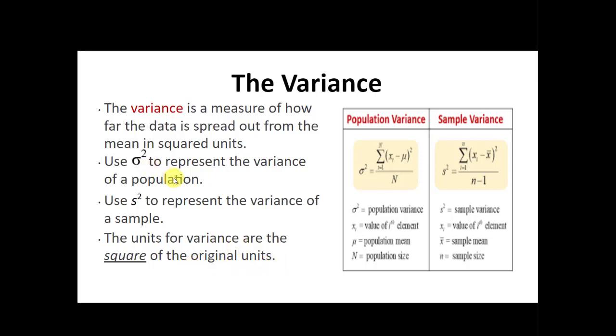If you're using the variance formula for a population, you're going to use the Greek letter lowercase sigma. And for the variance of a sample, you're going to use a lowercase s. Both of them would have the 2 up and to the right of the symbol showing that these are squared units. And as you see here, you see sigma squared and also s squared.